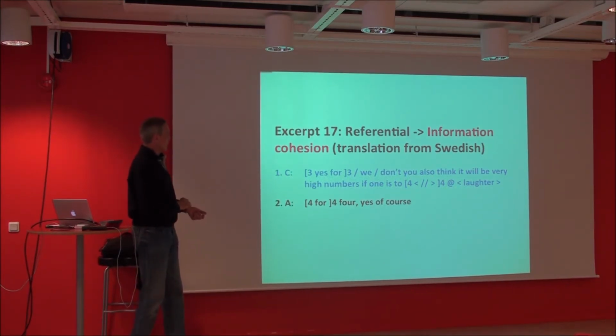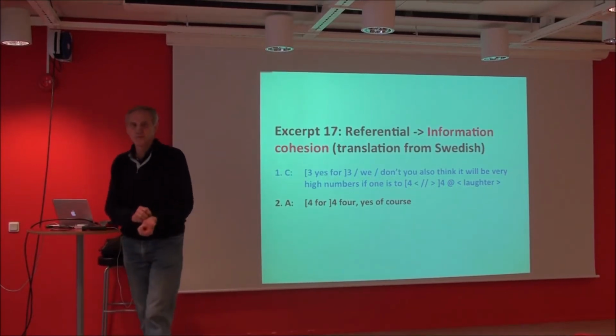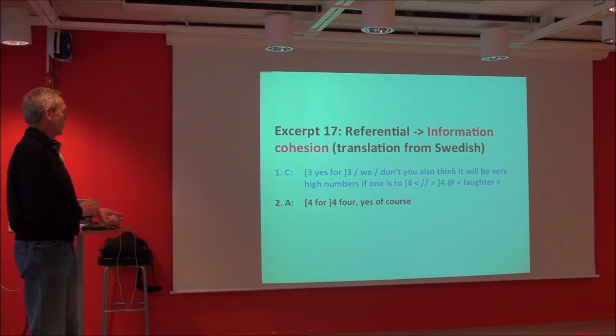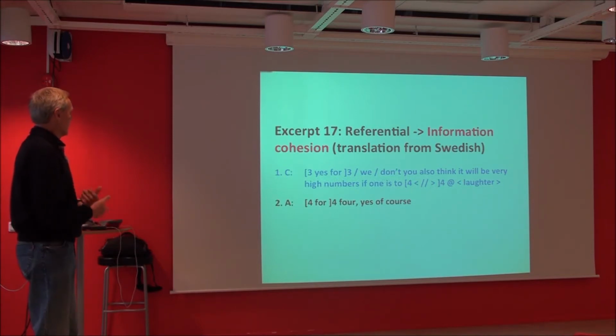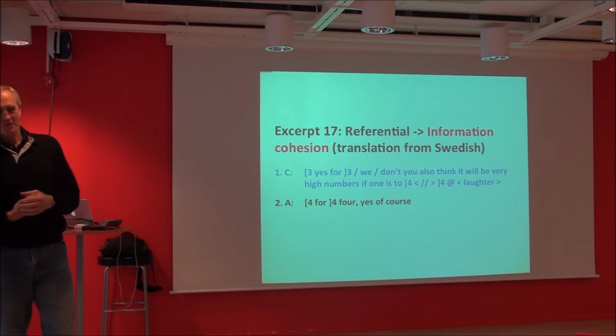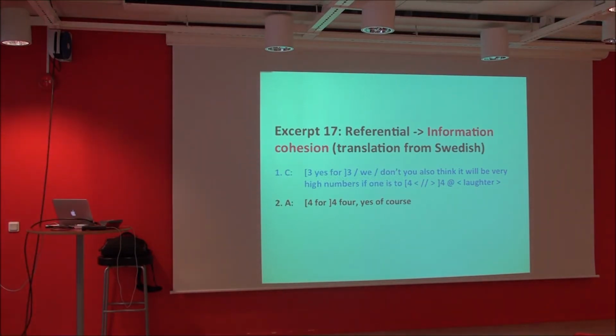Okay, so here is another case of what people can do. The customer says, yes, you also think it will be very high numbers if one is to, and then they say something, and then the agent says, for 4, yes, of course. So here they are referring, even by not speaking, speaking elliptically, for 4. So what could that mean? It's hard to know unless you know the context, but what do you think it could mean? For 4, yes, of course.